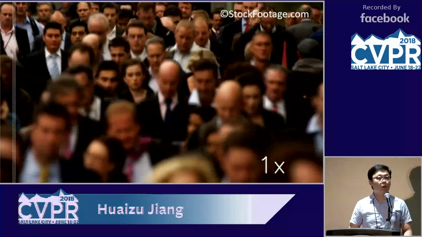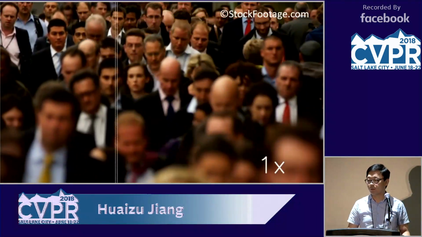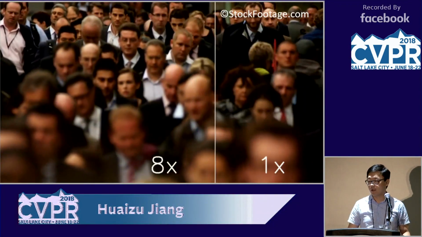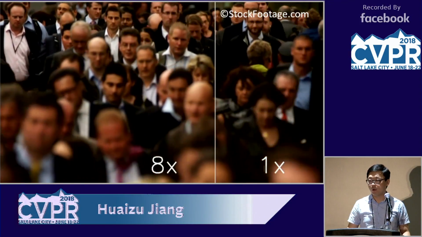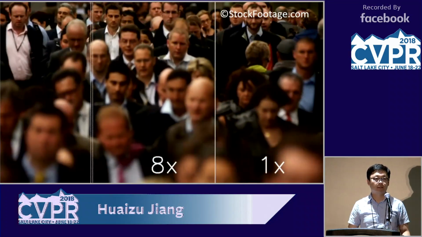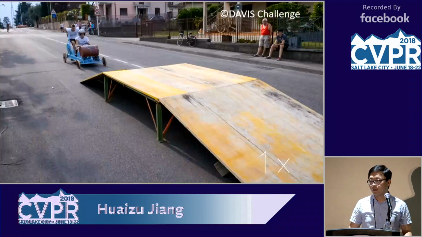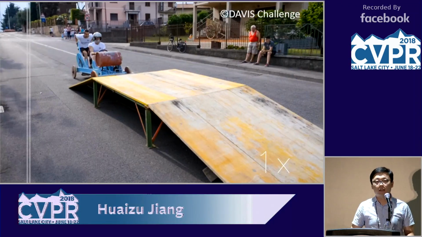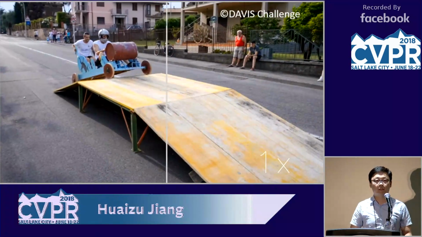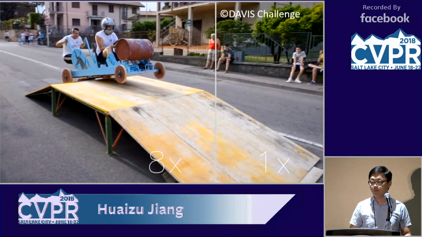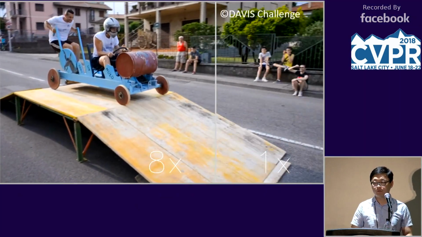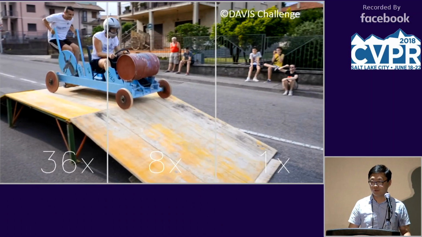Given an input video, our approach is able to generate arbitrarily higher frame rate videos, for example, 8 times higher or even higher, like 36 times. Here's another example. Unlike most existing approaches focusing on generating a single intermediate frame, our approach is able to do multi-frame variable length video interpolation.